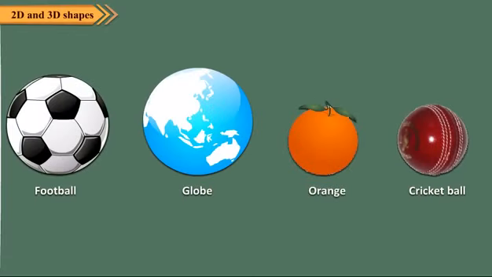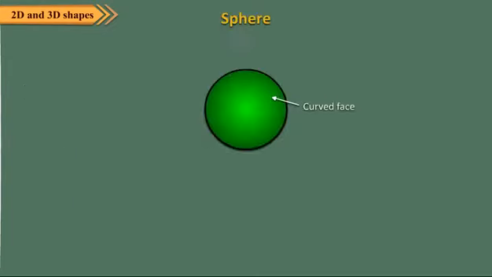Children, now take a look at the shapes of the objects shown here. Each one of these objects has the shape of a sphere. A sphere has one curved face. It has no vertex and no edge.